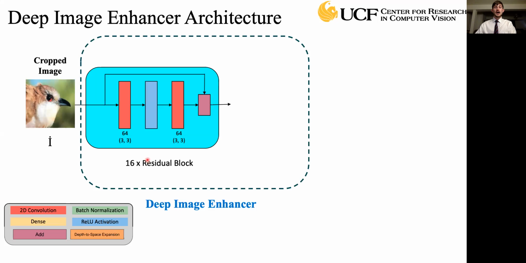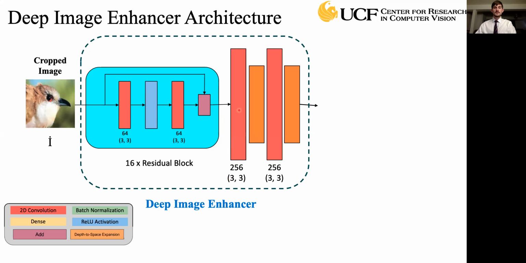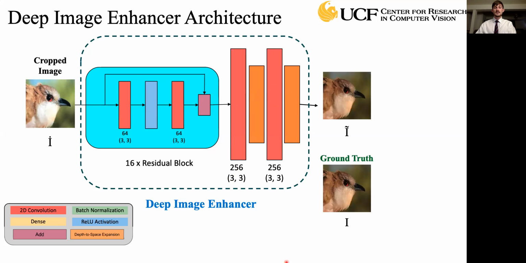Each residual block applies a 2D convolution with 64 3x3 kernels, a ReLU activation, an additional 2D convolution with 64 3x3 kernels, and then adds the output to the input of the residual block using a skip connection. This is repeated 16 times, then the output is added to the original input of the first residual block. After that, there are 2 sets of 2D convolutions with 256 3x3 kernels, followed by depth to space expansions. The final output is an image that is twice the size of the cropped image in each dimension.